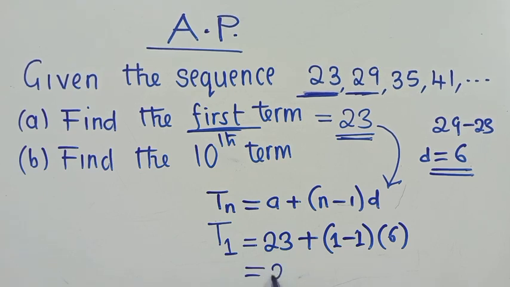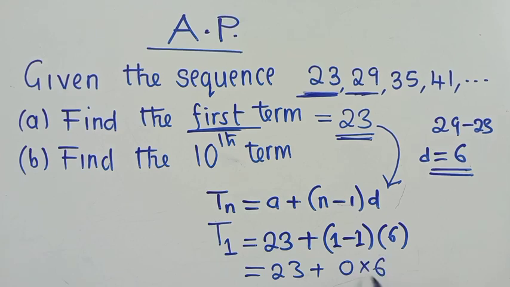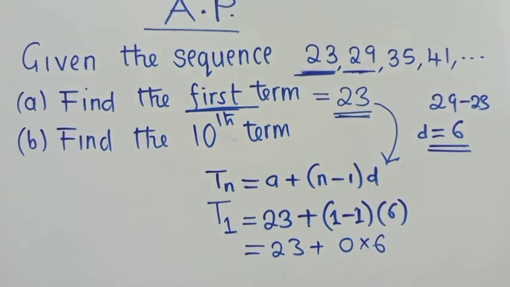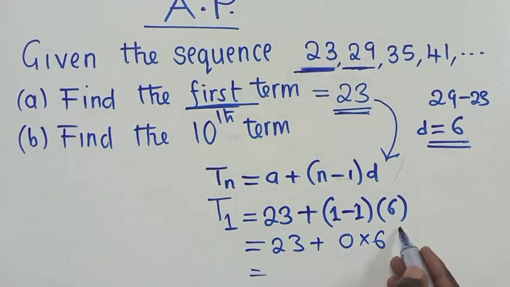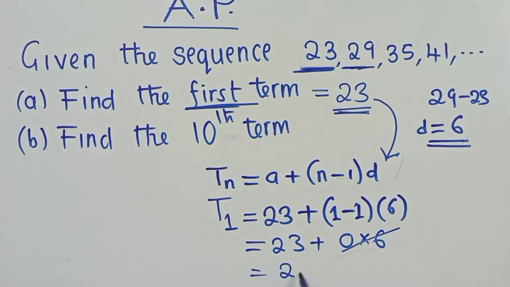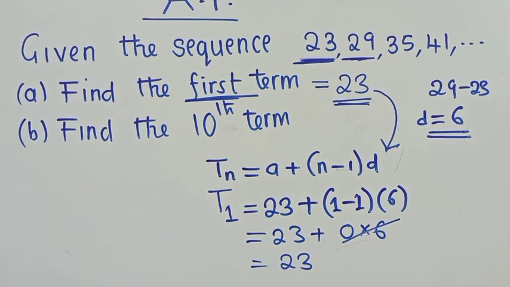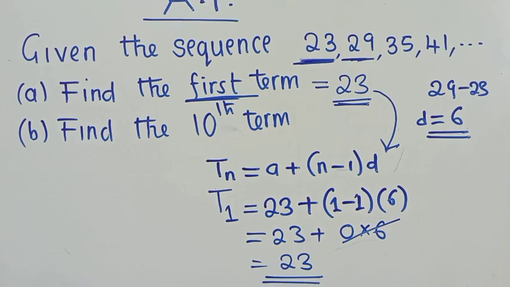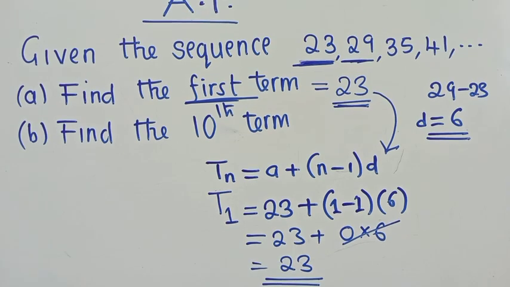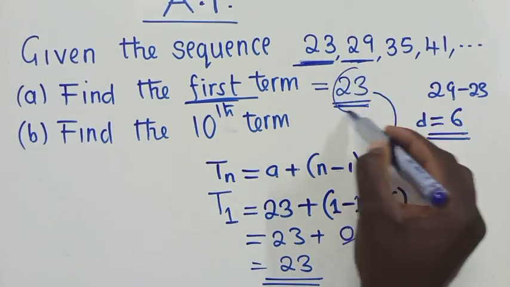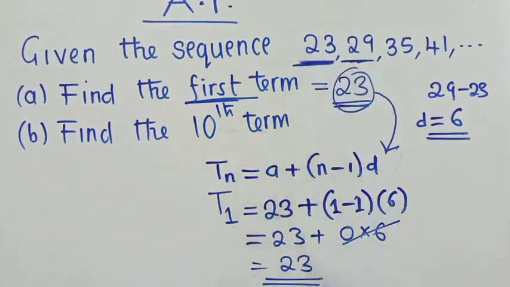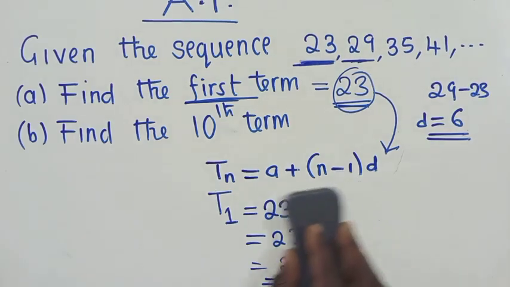Now, when we work out things, we have 23 plus, here we get 0 times 6. So 0 times 6 will always be 0. So this will be 0. We will remain with 23. So the first term is 23, like I had said, which is right here. Okay. So now let's go to the next question.